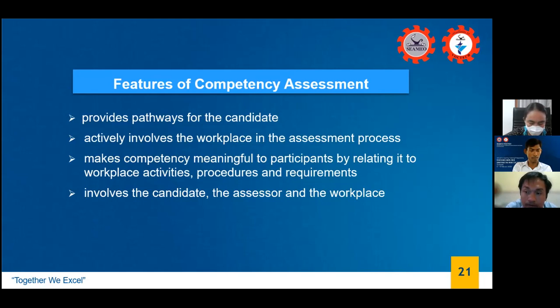Another one is that it involves the candidate, the assessor, and the workplace. The good thing about developing competency-based assessment is that we always involve the role of the students in the process of developing it. Why? Because we want to make sure that the students are involved in the design and development, because they are the ones directly affected. They are the ones who will be taking the test.